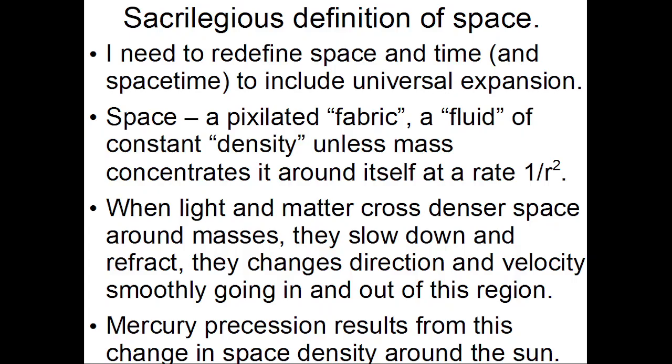Light and matter that happen to be crossing into this denser space slow down and smoothly refract toward the normal. On their way out, they smoothly speed up and change direction away from the normal. This velocity change depends on how fast universal expansion is at that particular point in space. That's why Mercury precesses and starlight seems to bend, as measured in 1919 by the Eddington solar eclipse expedition.